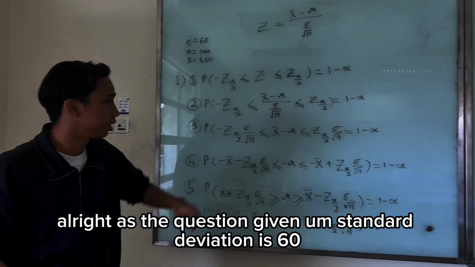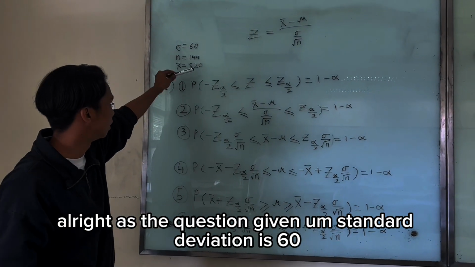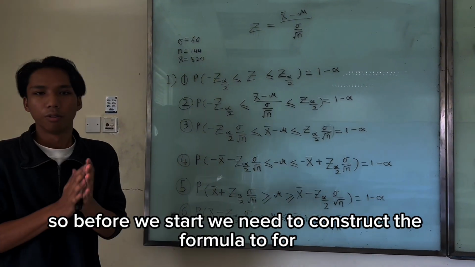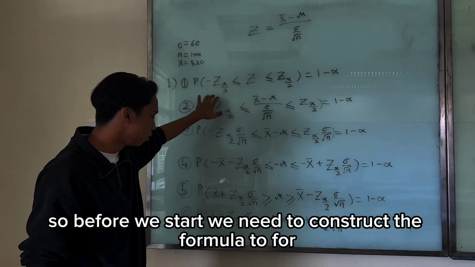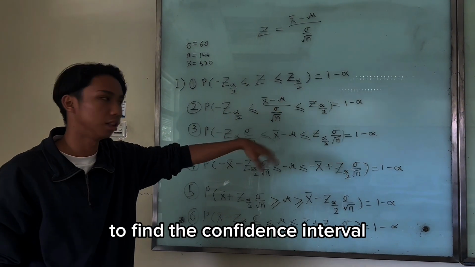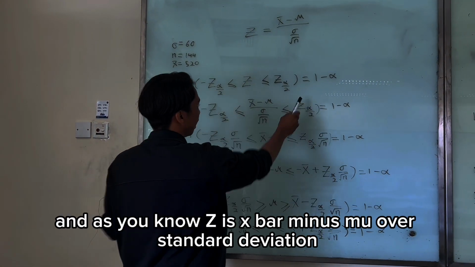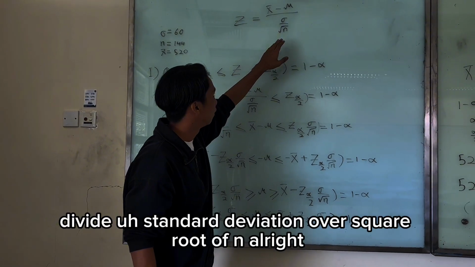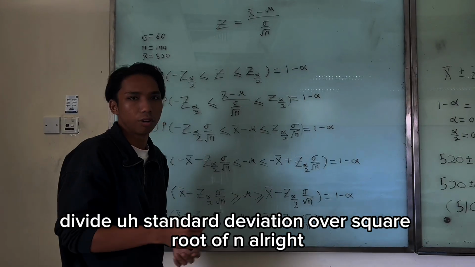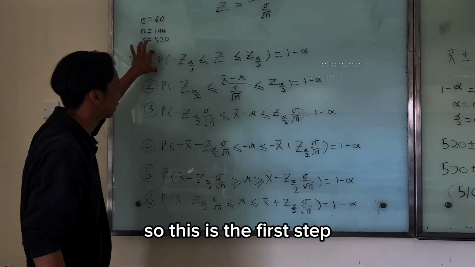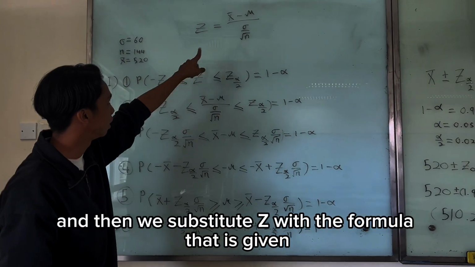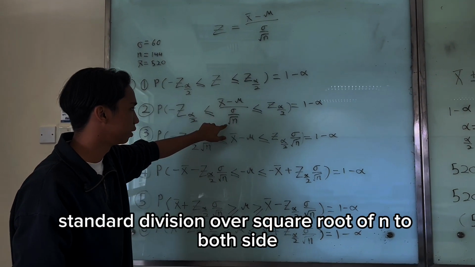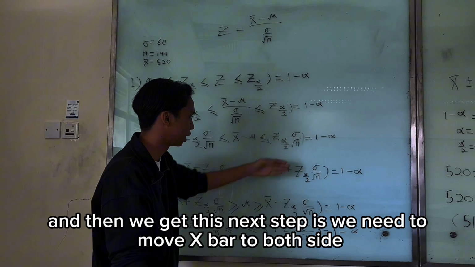As the question is given, the standard deviation is 60, n is 144, and the sample mean x-bar is 520. Before we start, we need to construct the formula to find the confidence interval. This is the formula, and as we know, Z is x-bar minus mu over standard deviation over square root of n. This is the first step. Then we substitute Z with the given formula, and we move standard deviation over square root of n to both sides, and then we get this.